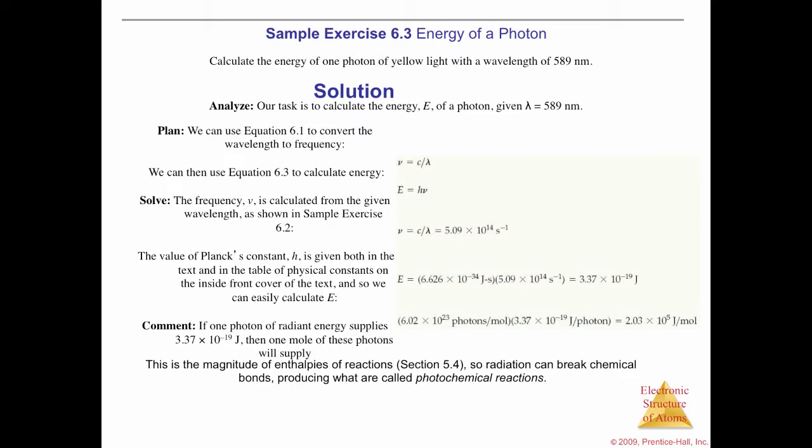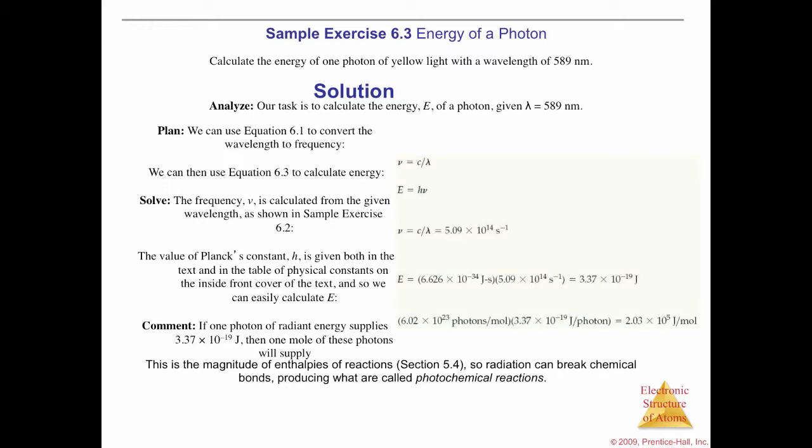The frequency is calculated from the given wavelength. So we have the speed of light divided by the wavelength. So our frequency is 5.09 times 10 to the 14th hertz. We then multiply the frequency by Planck's constant, 6.626 times 10 to the negative 34th joules second. The seconds will cancel out, and we will be left with 3.37 times 10 to the negative 19th joules of energy.